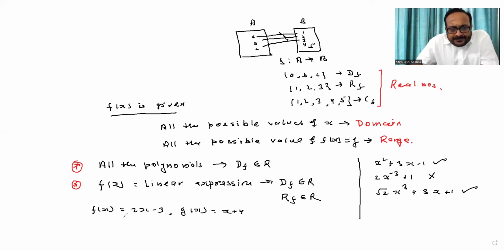Do you know why? Suppose f(x) is equal to y, then y will be equal to 2x minus 3. So what will be x? x will be (y plus 3) upon 2. (y plus 3) upon 2, it's also linear. So naturally, y will have all the real numbers, and the value of y is known as the range. It's clear?